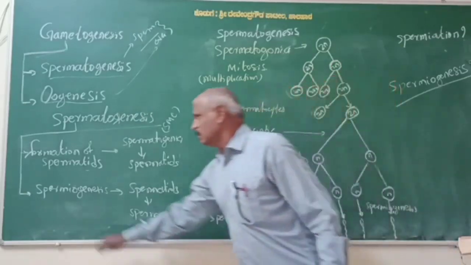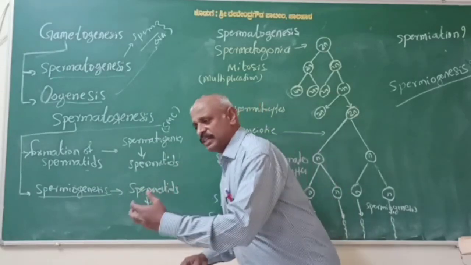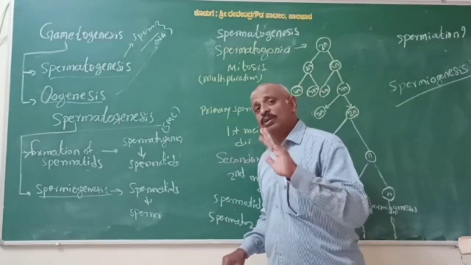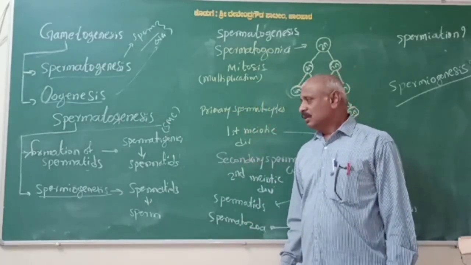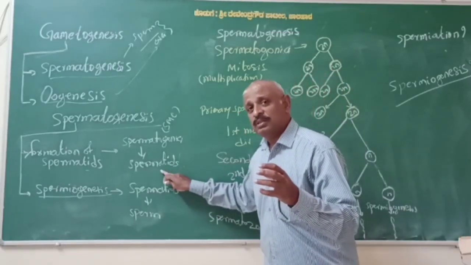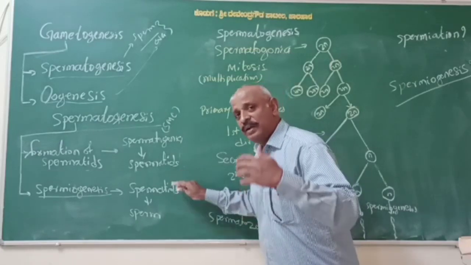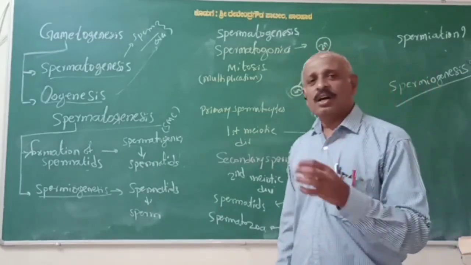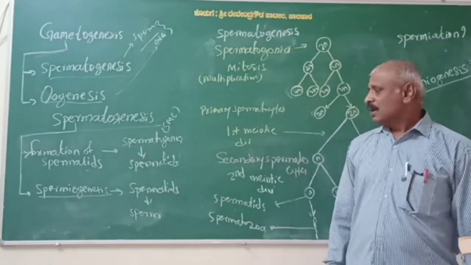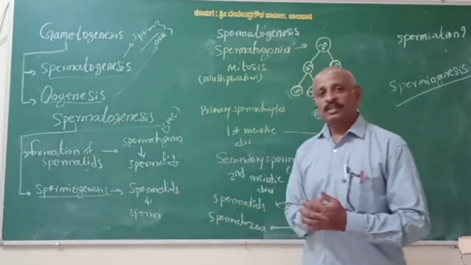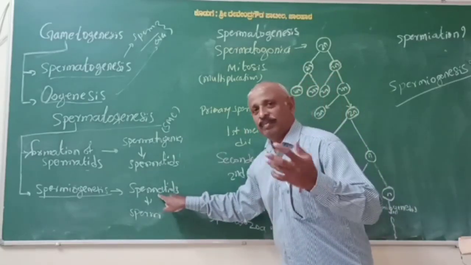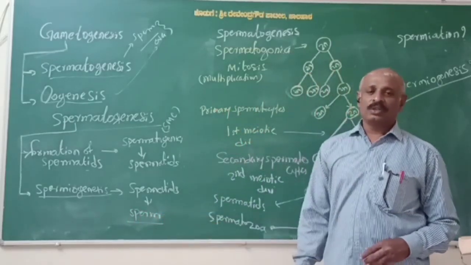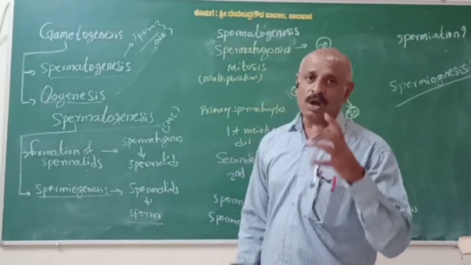And the second stage is called spermiogenesis. The spermatids that are formed are not matured sperms. These immature spermatids remain attached to the Sertoli cells. As you know, Sertoli cells nourish these sperms. During spermiogenesis, the spermatids get converted into sperms. We say spermatozoa.